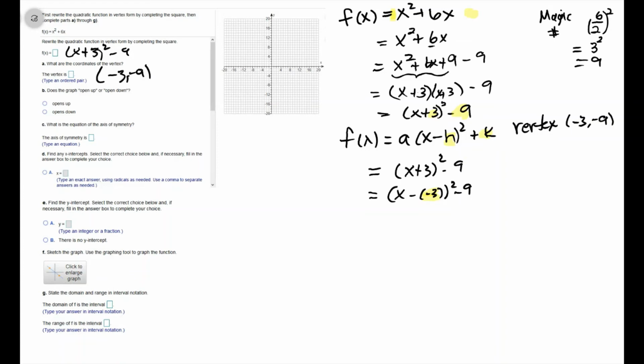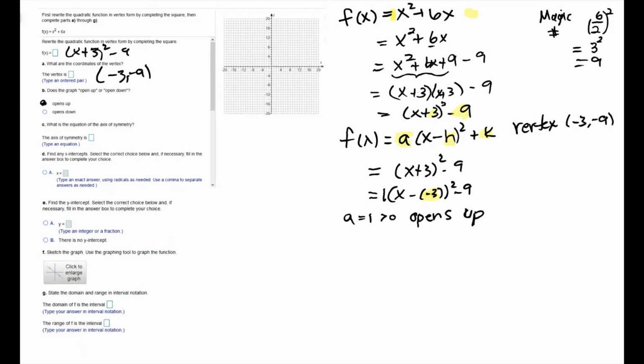The next part says, does the graph open up or down? And we're going to use that value of a to say whether it opens up or down. So our value of a would be 1. A is 1, which is positive or greater than 0. So that means that this parabola is going to open up. So it opens up. What is the axis of symmetry?